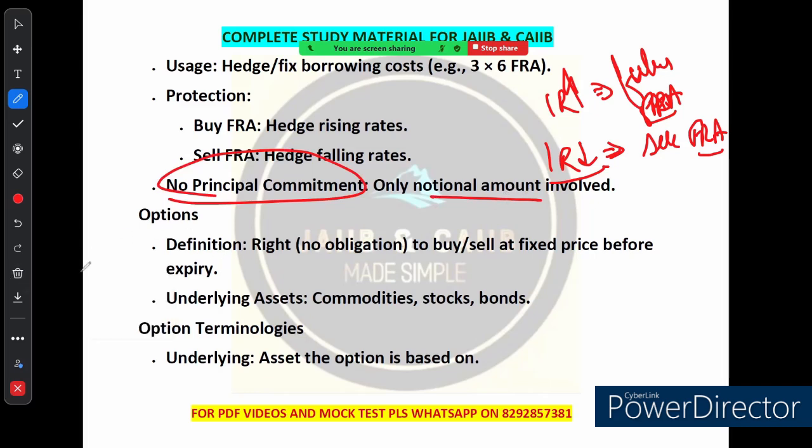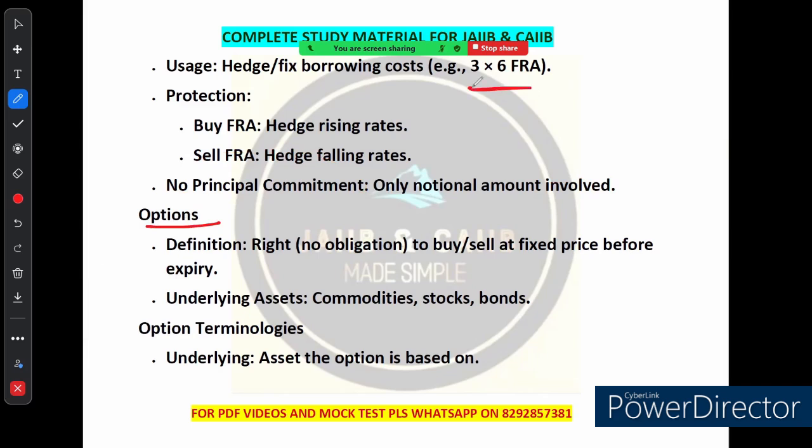Lastly, let's talk about options and some more details. For example, you can see a 3/6 FRA. This is how a forward rate agreement is written, and you have to see in which case you buy and in which case you sell. Okay, now let's talk about the option.